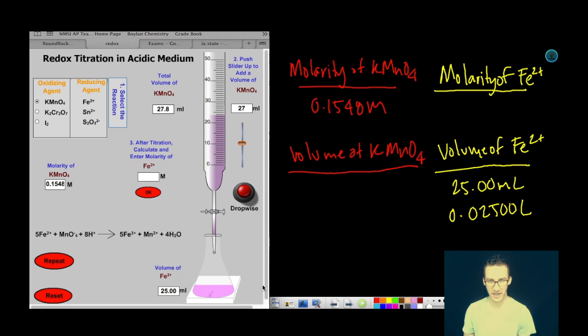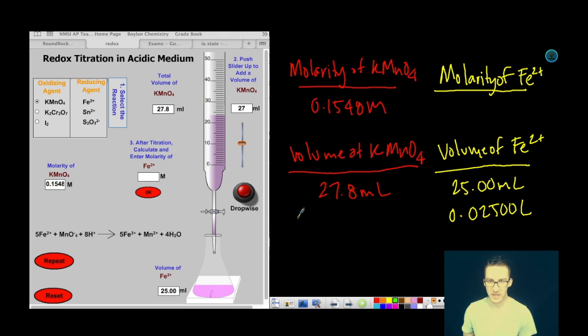Oh, perfect. Okay, so once you've got that color change and the color does not fade, again, you don't want to go too far, otherwise you will blow past the equivalence point. But as soon as you get that color change and the color stays without fading, you know that you've reached your equivalence point. And so as we take a quick look, our volume of KMnO4 that we have used is 27.8 milliliters. Using this information plus the balanced redox reaction, we can then determine the molarity of that iron 2 solution.